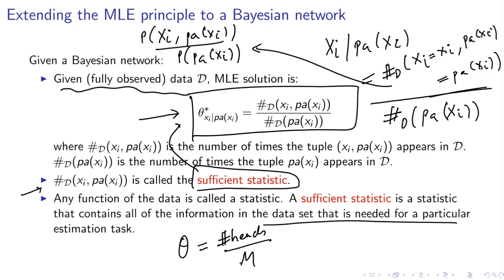So as long as you maintain the number of heads, or you keep a count of the number of heads, I don't care about whether the fifth example was a head or the eighth example was a head or the 10th example was a head. Right? All I need to know is the number of heads appearing in the data set. Okay? So the number of heads in this case is a sufficient statistic, and that's the information that you need to maintain rather than the whole data set.